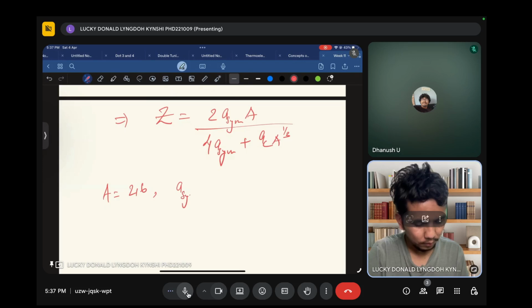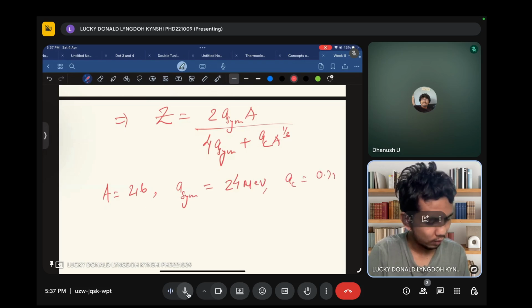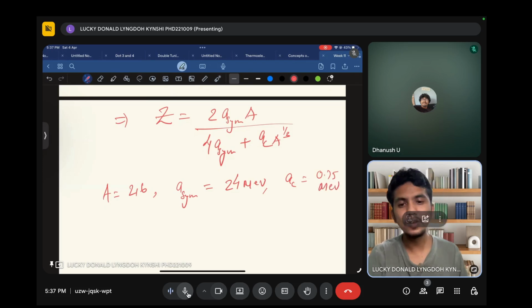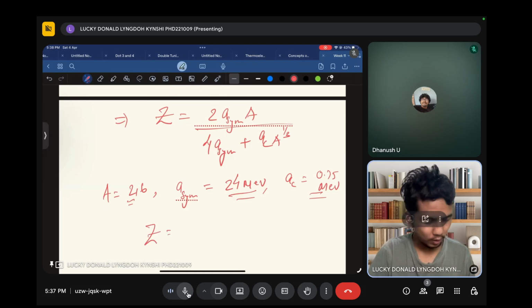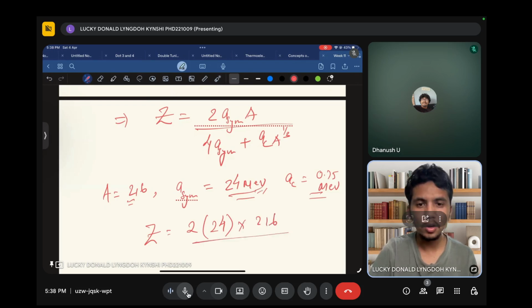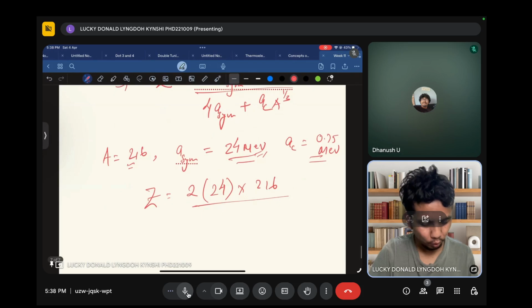The asymmetry constant is approximately 24 MeV, and the Coulomb constant AC is 0.75 MeV. Usually this is given to you, or any textbook will provide these constants and values. Once you get that, you substitute back the asymmetry constant and the Coulomb term. Your A comes to 216. The MeV units will get cancelled, because there is a numerator and a denominator, so you don't need to worry about it.